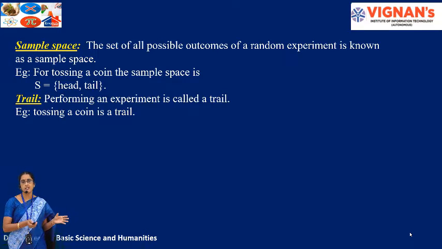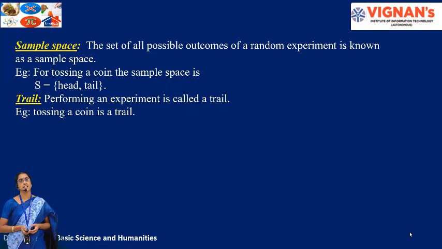If you place the results of the experiment at one place, that is called a sample space. That is nothing but the set of all possible outcomes of a random experiment is known as sample space. This sample space is denoted by capital S, and we always have to represent the sample space within curly brackets. So here I have taken the example of tossing a coin again. The sample space for tossing a coin is head and tail.